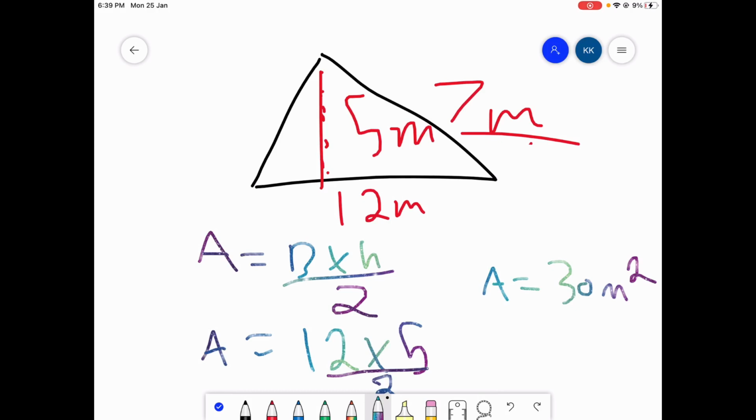So now we learned the area of a triangle. We're going to learn the parallelogram and trapezium next.